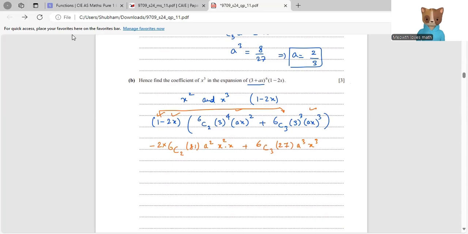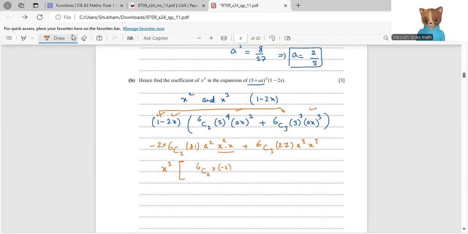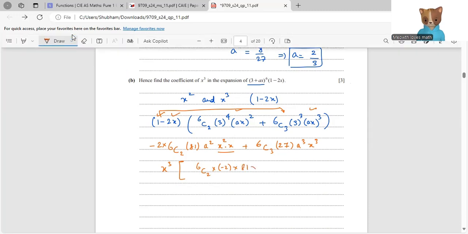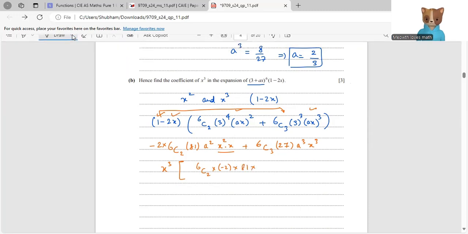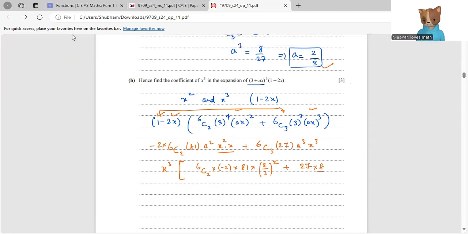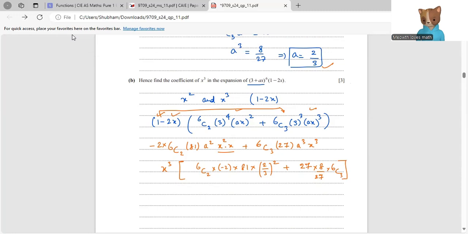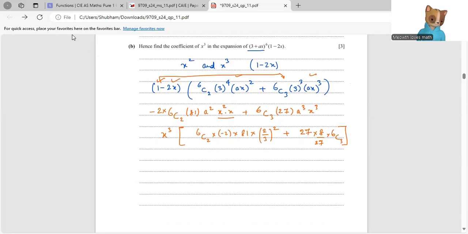So I have to find the coefficient. So this is x cube. I can take x cube common. So what we will get? We'll get 6c2 multiplied by negative 2 multiplied by 81 multiplied by a square. A value is 2 by 3, we have already found. So 2 by 3 whole thing to the power 2. Plus 27 times 8 by 27 times 6c3. So all I need to do is just add them together.